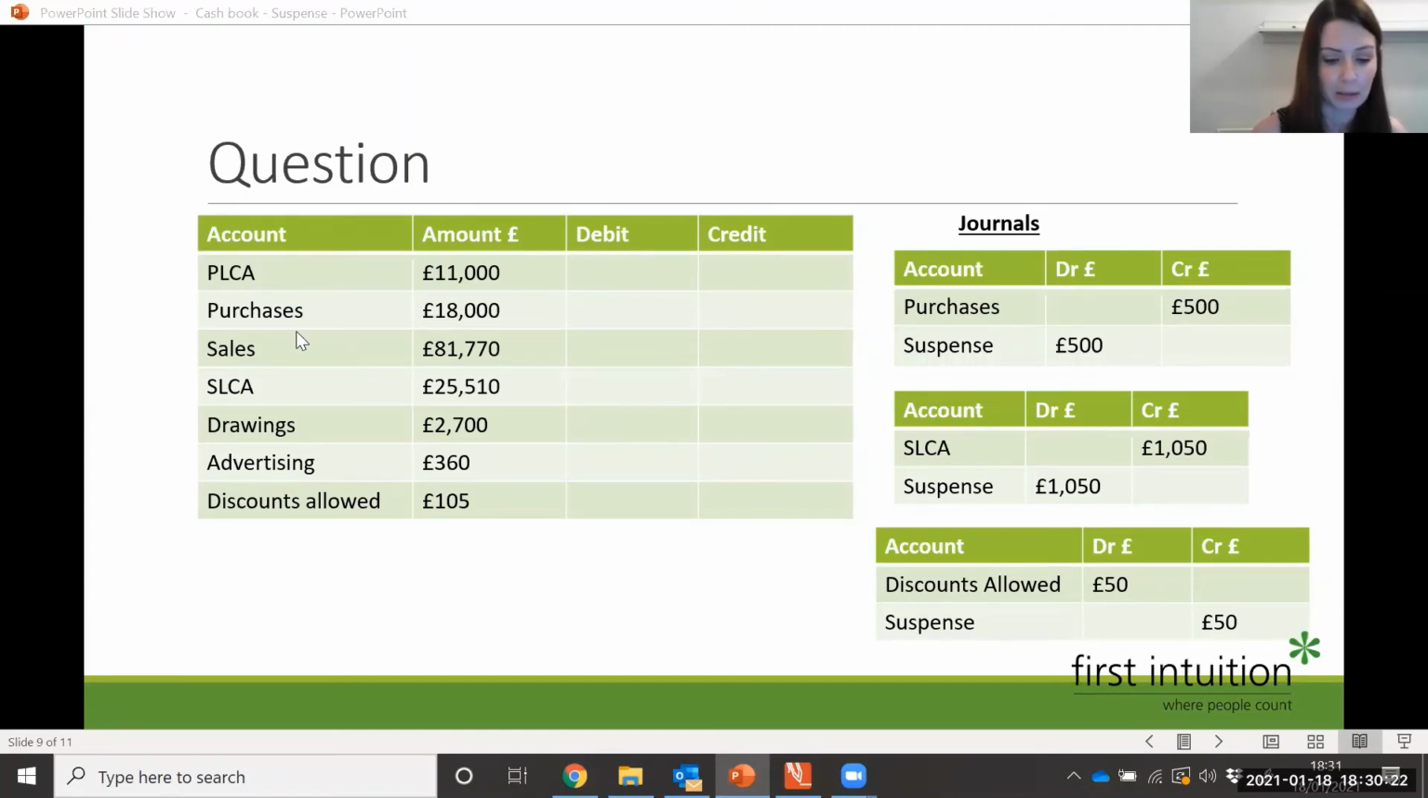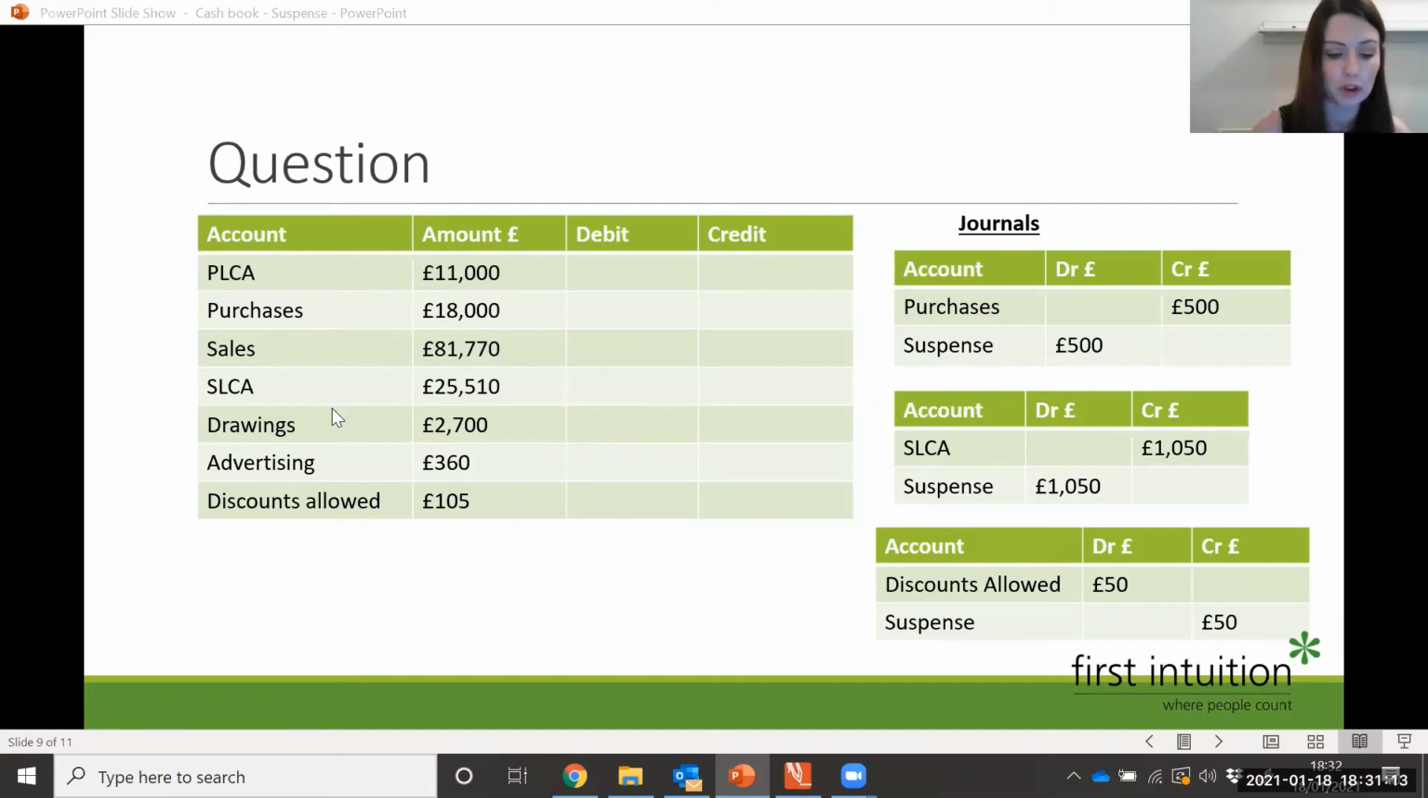Okay, sales ledger control account. So the sales ledger control account is 25,510. And then we're told in the journal section, sales ledger control account, we need to credit the account 1,050. So what will the balance be in the trial balance for the sales ledger control account, and will it be a debit or a credit? Yeah, excellent. The sales ledger control account we know is an asset account because it's our trade receivables. So the journal of 1,050 we need to deduct from that amount. Good.